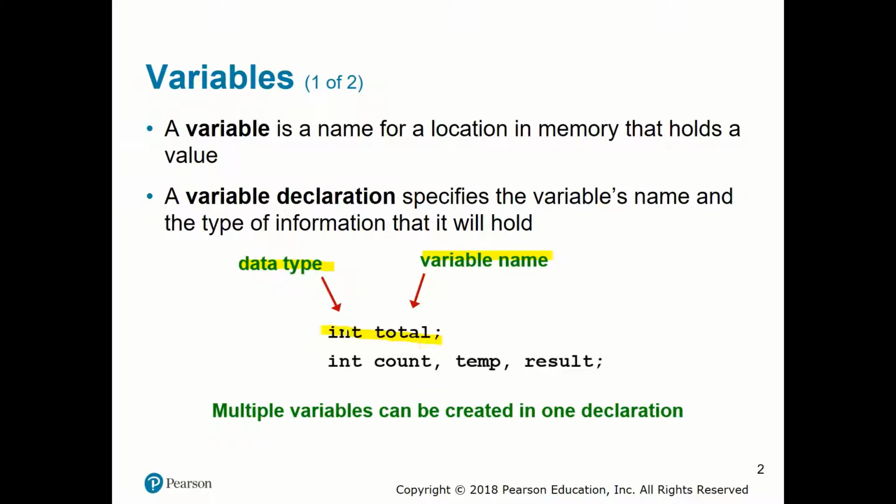We can also create multiple variables in one line using commas, like this. So count, temp, and result are variable names, and int is the data type to be stored in these 3 variables. So multiple variables can be created in one declaration like this.